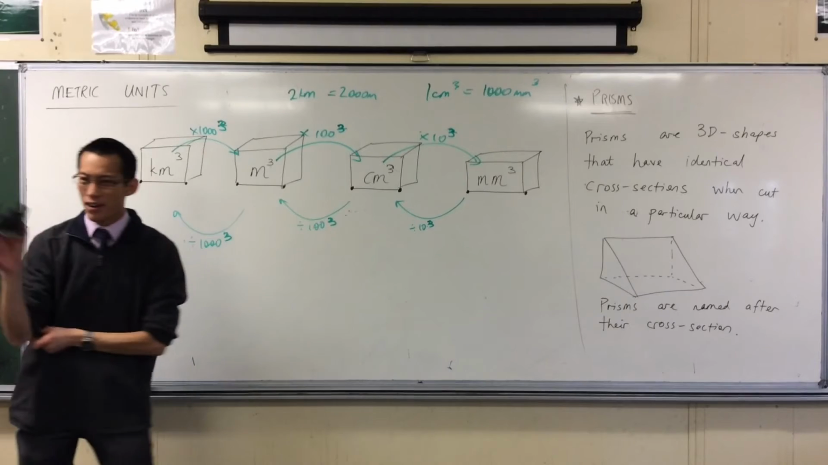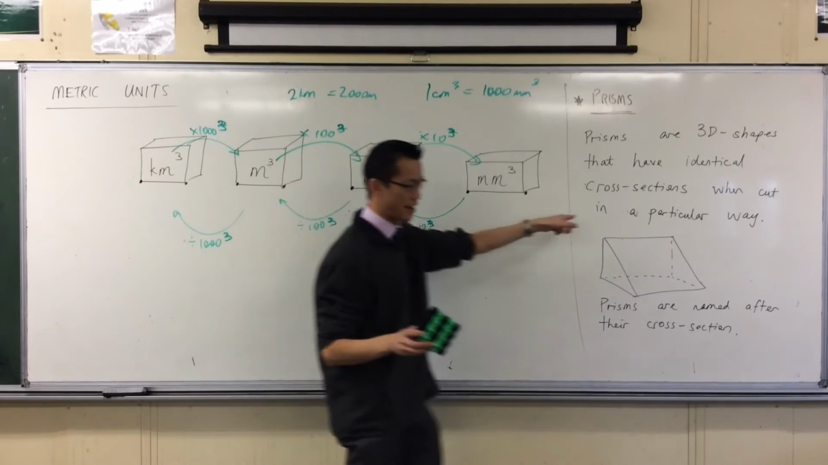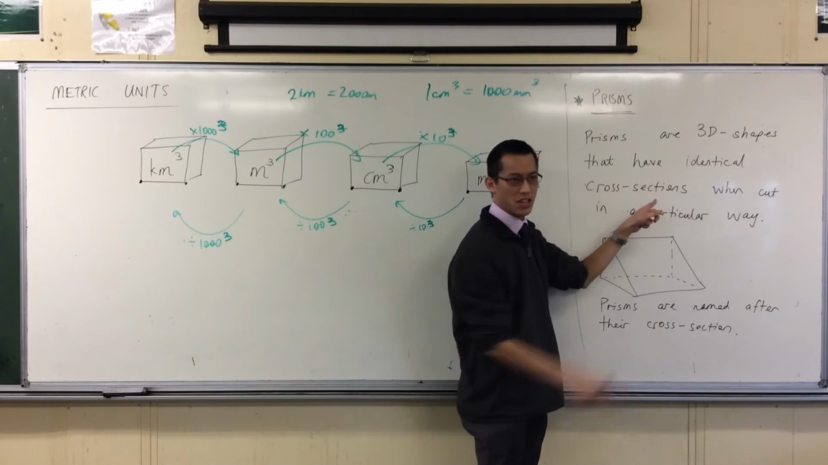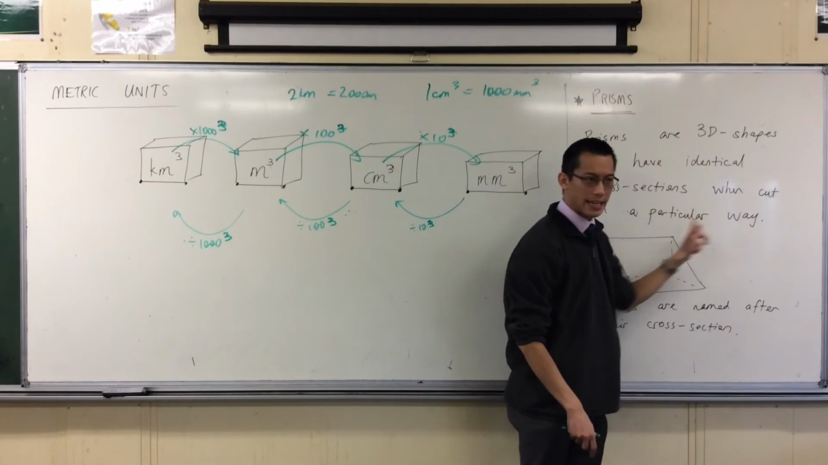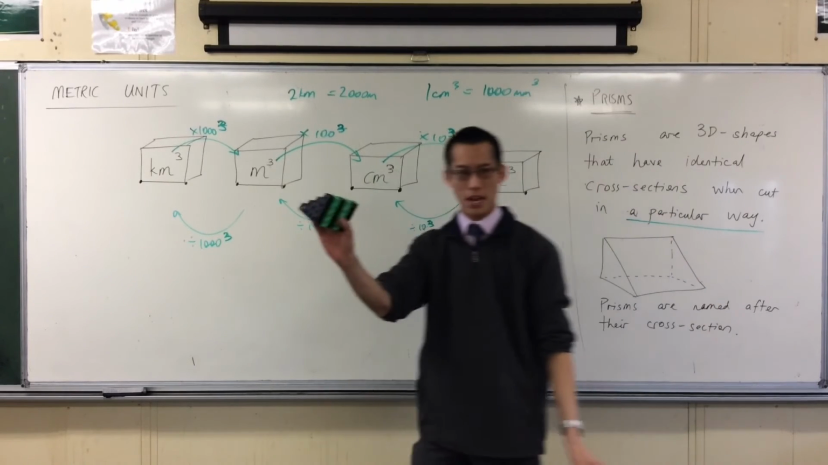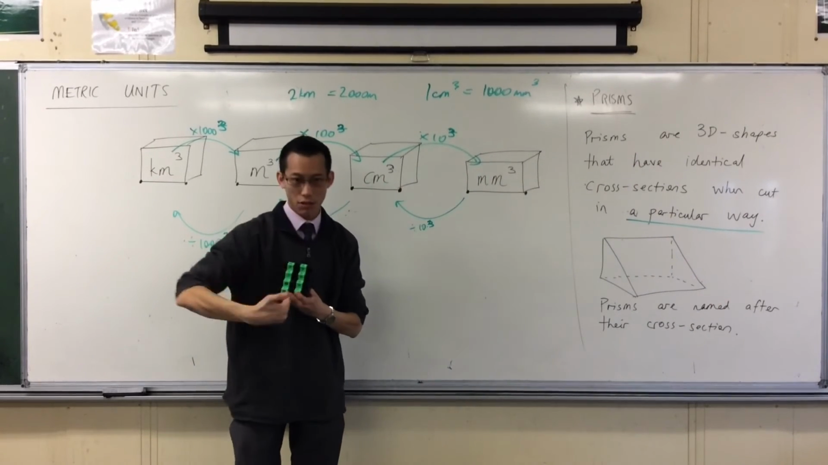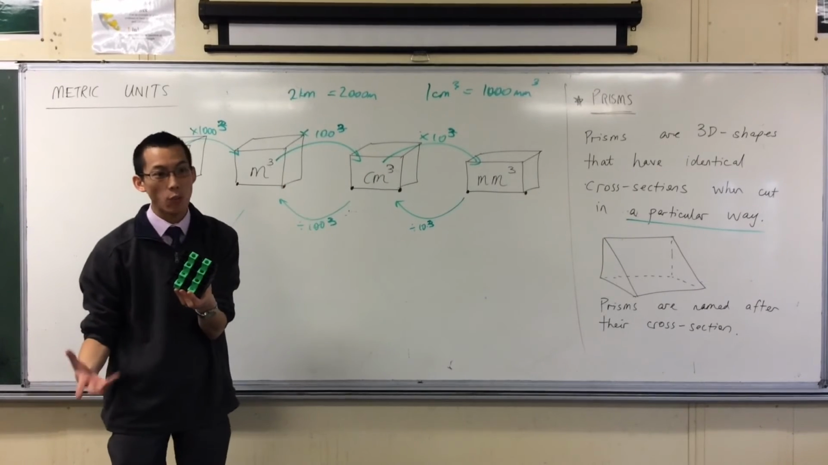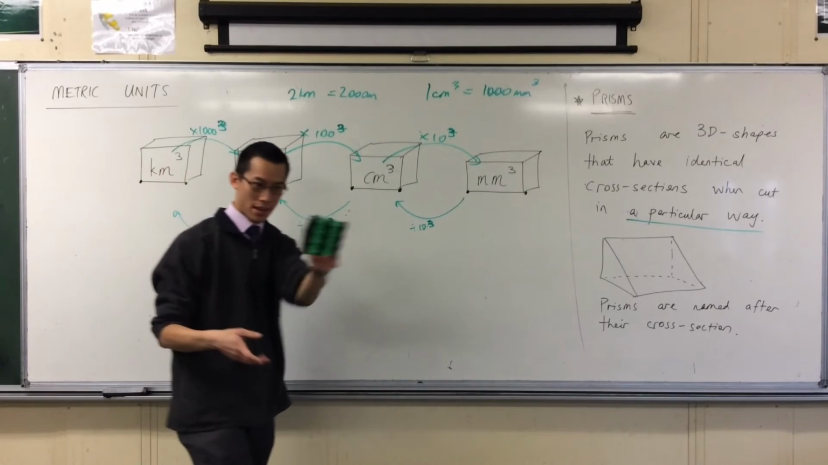Okay. Now, I want to draw your attention to this last little phrase here, which seems like, why is it even there? They have identical cross sections, we get it. When cut in a particular way. When you have a look at this shape, I've cut it along these lines, right? And that's why you've got the different colors. But that's not the only way you can cut this shape, right? Yeah, you want to suggest something?